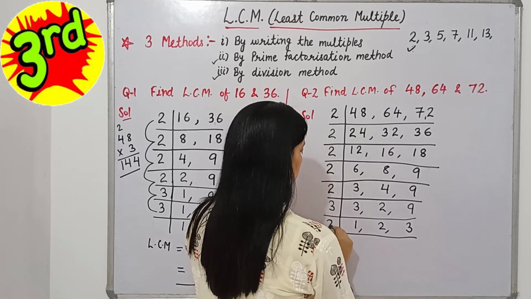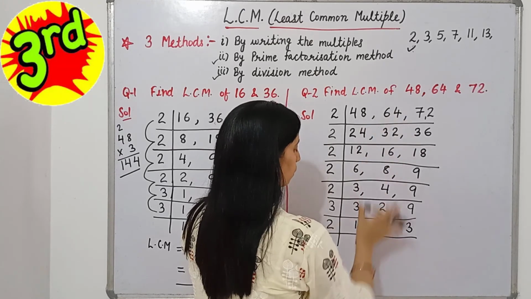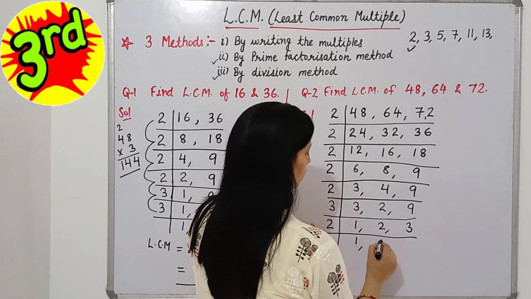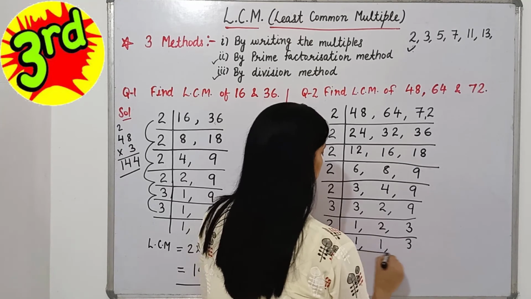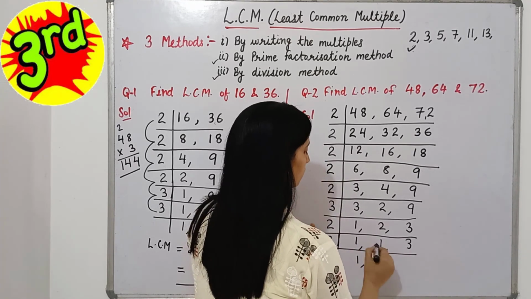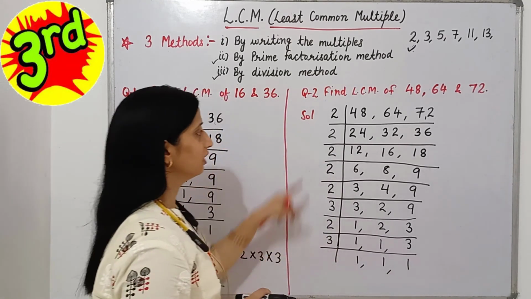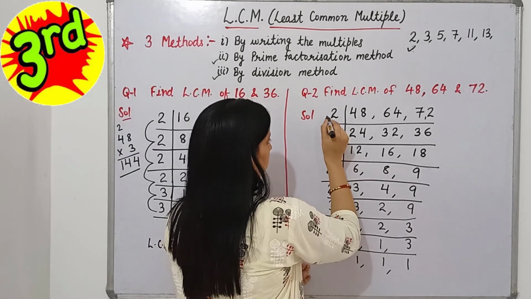Again, now we will divide by 2. So we will do this till we get 1 here at the bottom. So 2 1s are 2 and only 3 is left. So we will divide by 3 only. 1 as it is, 1 as it is, and 3 1s are 3. Okay. So now the LCM will be the product of these factors. So we will multiply this.